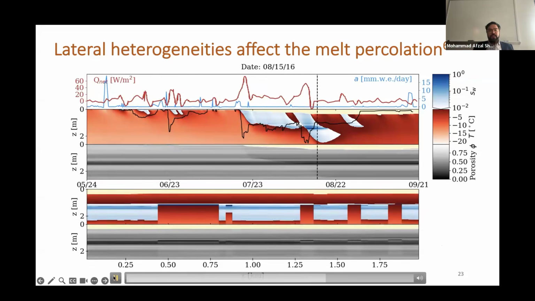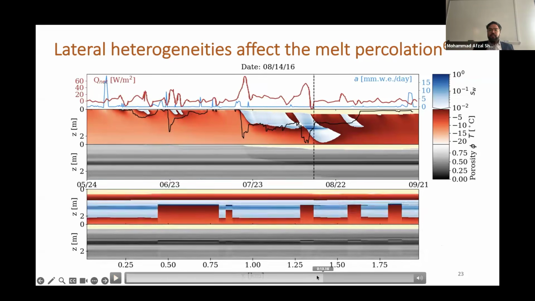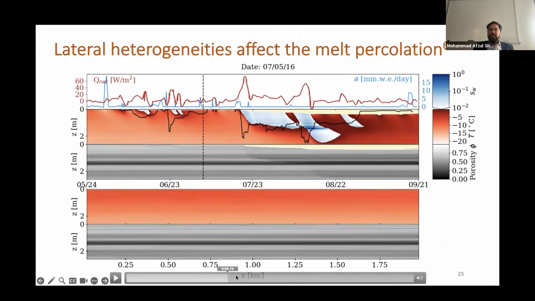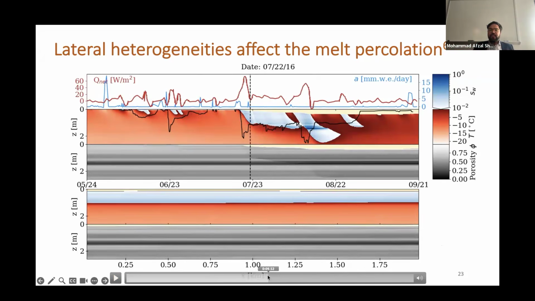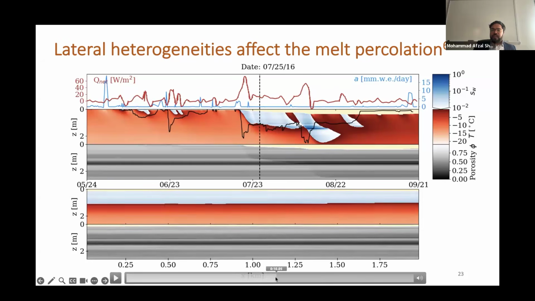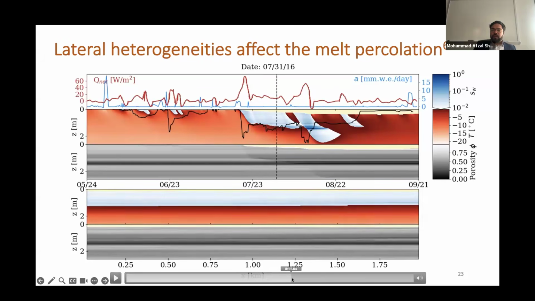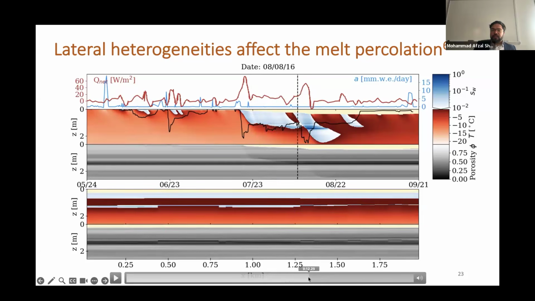And I will pause it here. The reason why I'm pausing it here is you can see that there is an initial melt event that lowers the surface, and that meltwater penetrates deeper, and it's a pretty one-dimensional process, all good. But even though the variation was not too much, you could see that these ice layers are forming here.